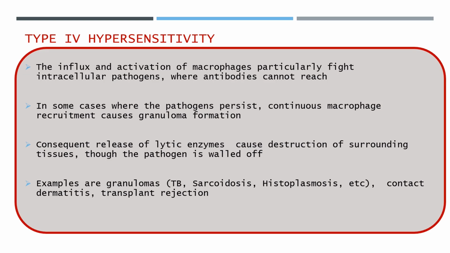The massive recruitment of macrophages leads to a lot of release of lytic enzymes which cause destruction of the surrounding tissue. Although in most situations the pathogen is still persisting and is being walled off, the collateral damage includes the release of lytic enzymes which destroy the surrounding tissue. And this is a very typical example of granuloma formation in tuberculosis, sarcoidosis, histoplasmosis, contact dermatitis, and transplant rejection.